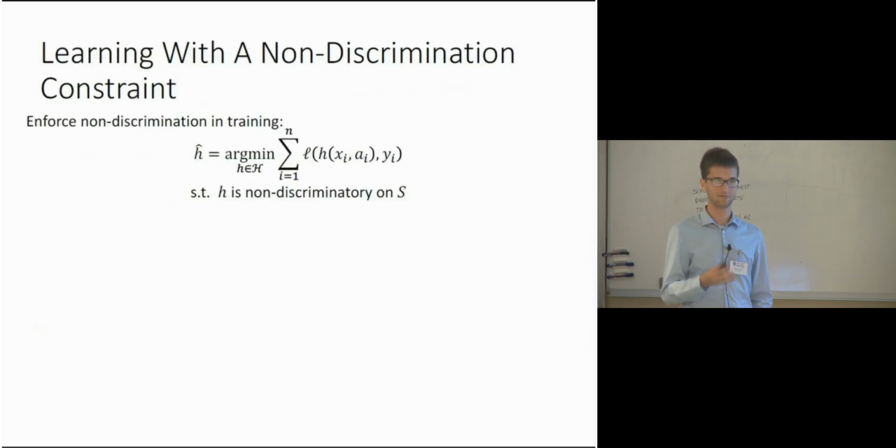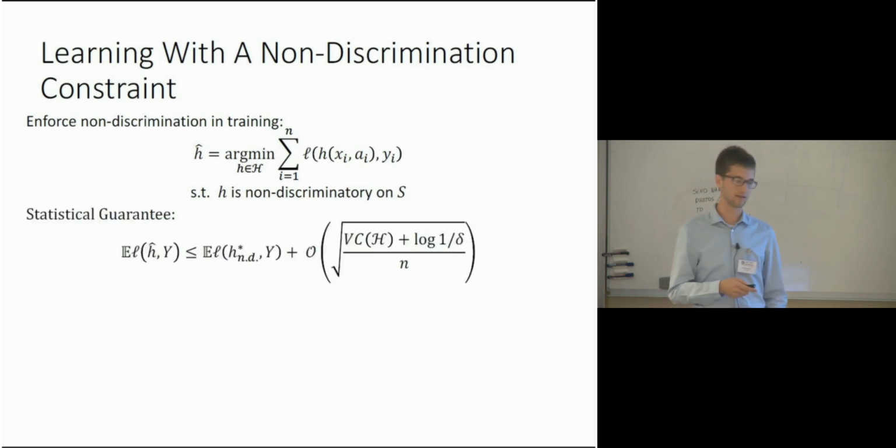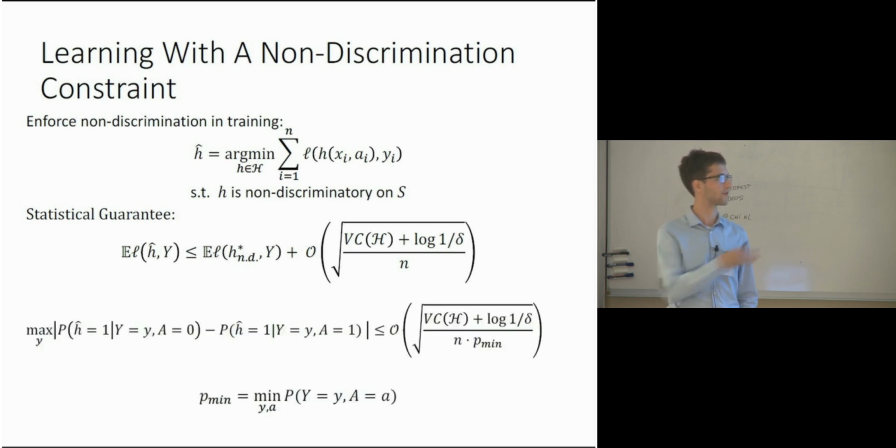A straightforward approach to doing this is to take our sample, find the best predictor on the sample, subject to a constraint that the predictor is non-discriminatory on this sample. From this we can obtain a guarantee. The risk bound matches the standard PAC learning upper bounds. We can also get a guarantee on the non-discrimination, measured in terms of the difference between the true positive rate for different values of A and also the false positive rate for different values of A. This is bounded by a term that scales like VC dimension over N.